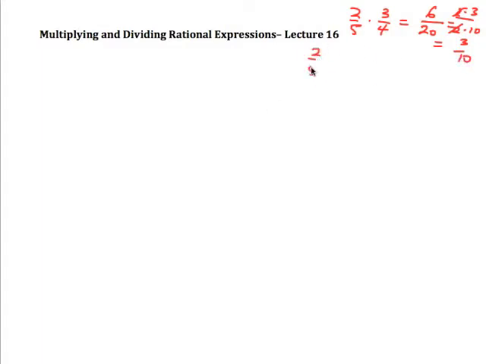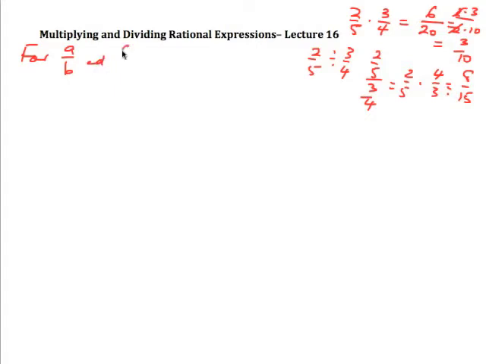If we had 2/5 divide by 3/4, then what we'd do is have 2/5 divide by 3/4, which comes out to be 2/5 times by 4 over 3, because we inverted and multiply, and this would give us 8/15. So we do exactly the same thing for rational expressions.